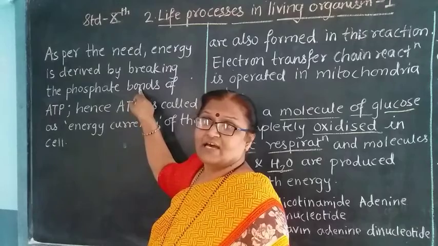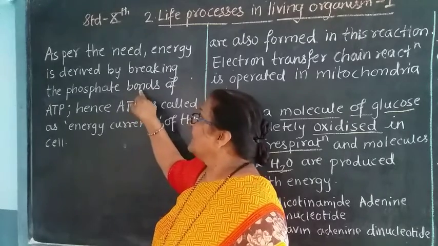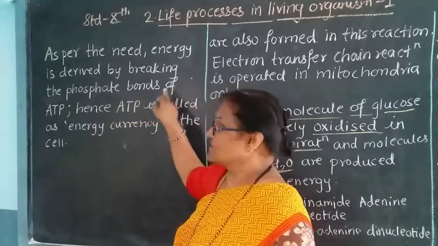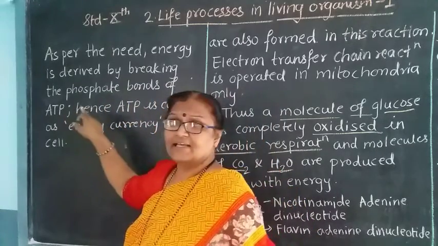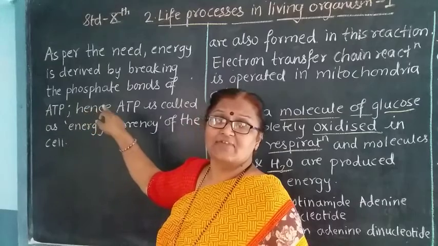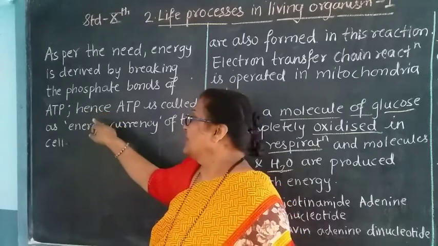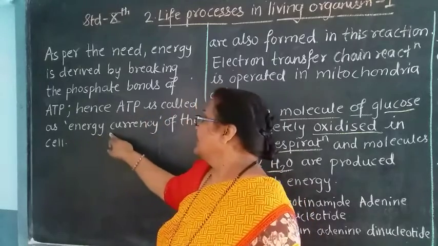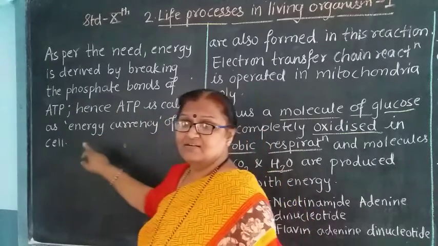Now, whenever we are studying the ATP, at that time there is a breaking of the phosphate bonds of the ATP. Then and only then may the energy be derived by breaking the phosphate bonds. Hence ATP is also called the energy currency of the cell.